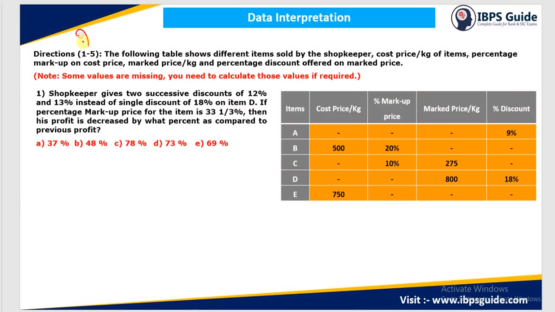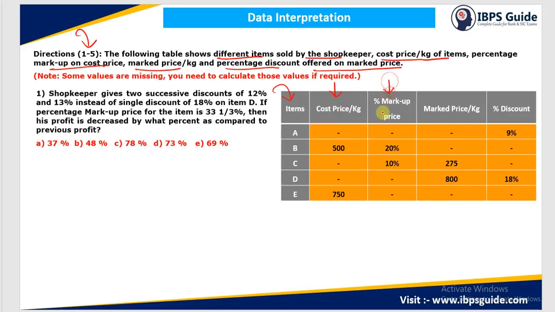So this is the direction of the question. The question में आपको क्या बोला है? The following table shows different items sold by the shopkeeper, the cost price per kg of the items, percentage markup on the cost price, and mark price per kg, and lastly the percentage discount on the mark price. Okay, so if you look at this particular table, the first column में आपके पास क्या है? Different items, and there are total 5 items. The second column is talking about the cost price per kg.